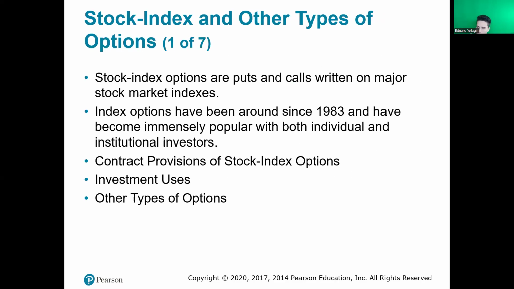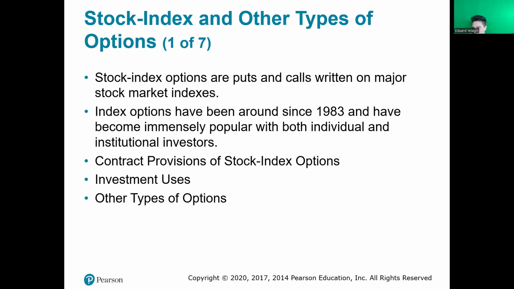So up to now, we have focused on options written on individual stocks, but options can also be written on entire stock market indexes, like the S&P 500, the Nasdaq 100, or the Russell 2000. These are called stock index options, and they have been around since 1983. They have grown extremely popular among both institutional and individual investors because they allow traders to take positions on the overall market, not just one company.